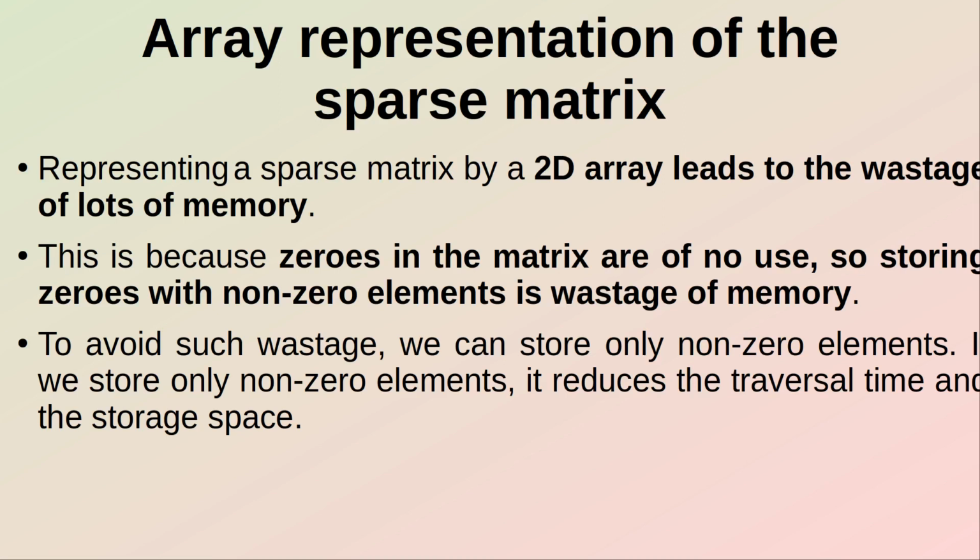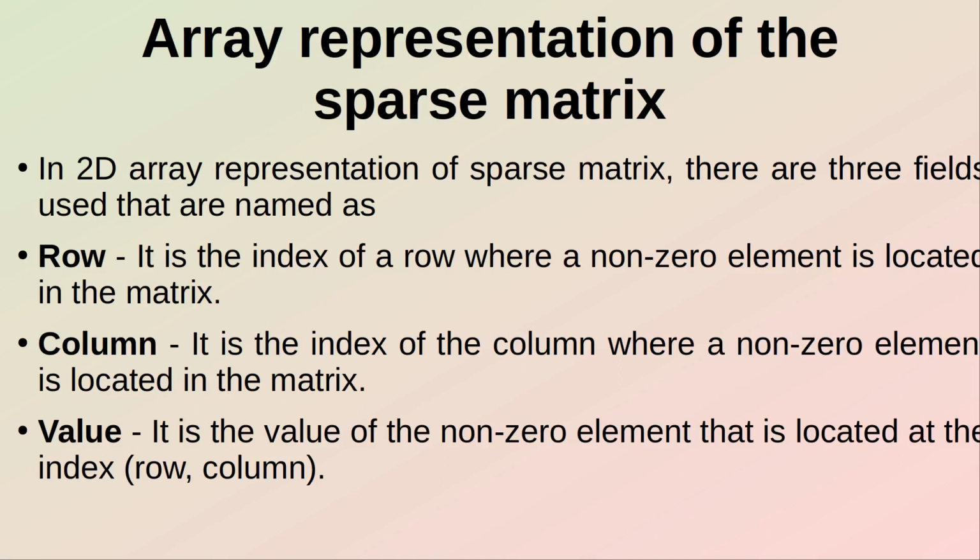Here the 0s in the matrix are of no use. So storing 0 with non-zero elements is a wastage of memory. That means the highest number of elements are stored in the form of 0. So if you store each and every 0, it takes a huge amount of memory. So that's why we use the sparse matrix.